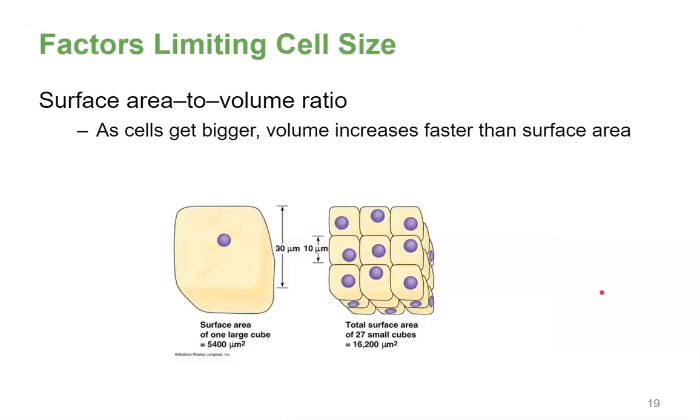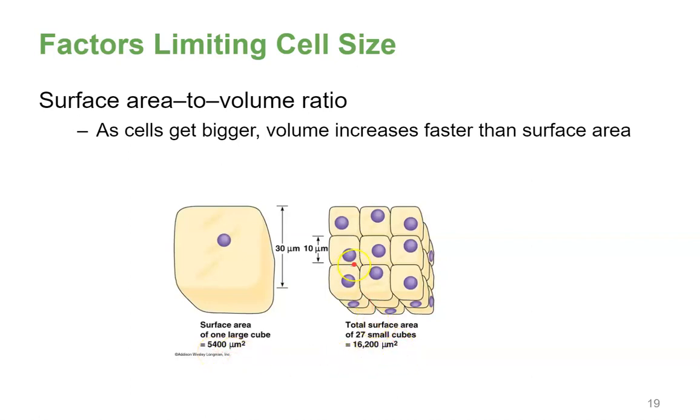Okay, so let's talk about surface area to volume ratio. So as cells get bigger, their volume increases much faster than their surface area does. So in a cell that is this size here, so 30 microns, and cells that are this size, so take up the same space, but they're only 10 microns, so if we divided this one cell into 27 cells, the surface area is much, much larger, 16,200 versus only 5,400.